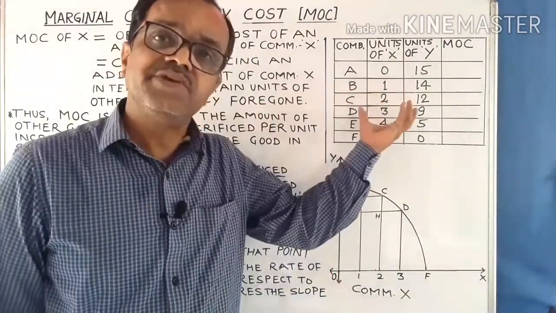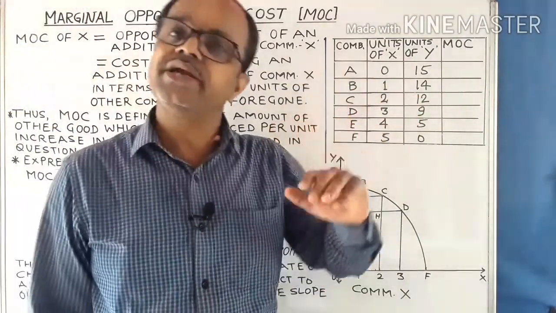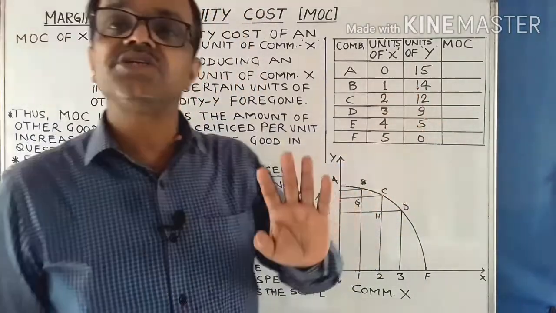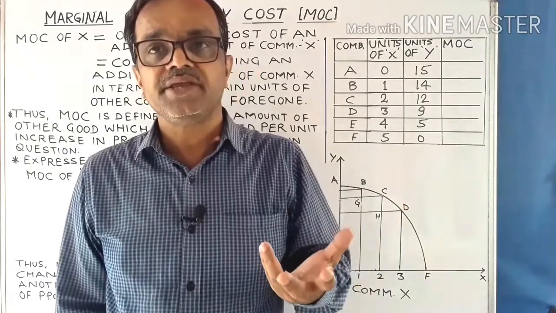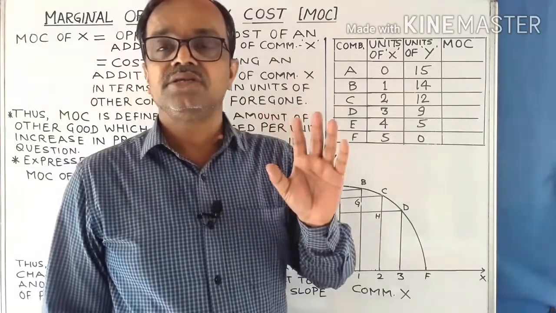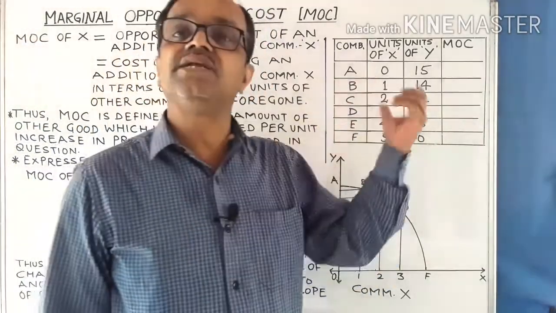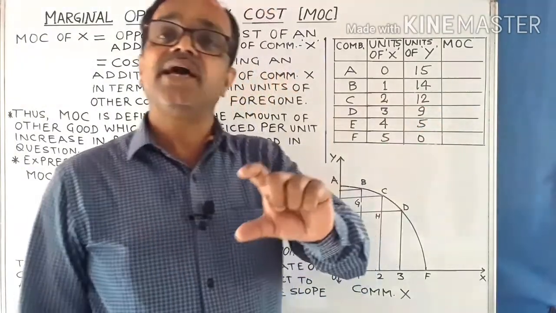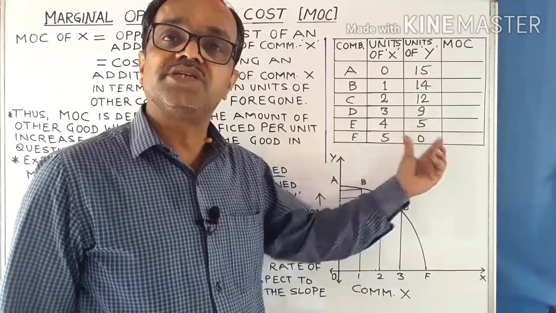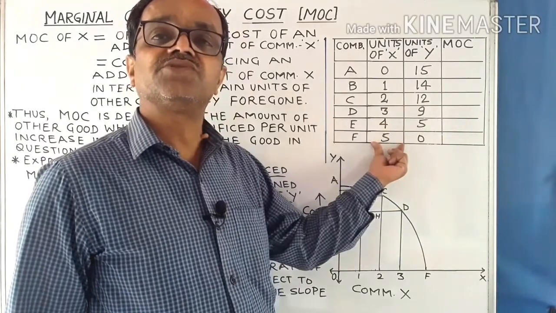Now what we observe here is that the units of commodity X go on increasing, and there is a decrease in the units of the commodity Y produced in the economy. It simply means that at the level of full employment, if the economy wants to produce more units of one commodity, let it be X here, then it has to withdraw resources from the production of the other commodity, let it be Y, and then only it can produce more units of X.